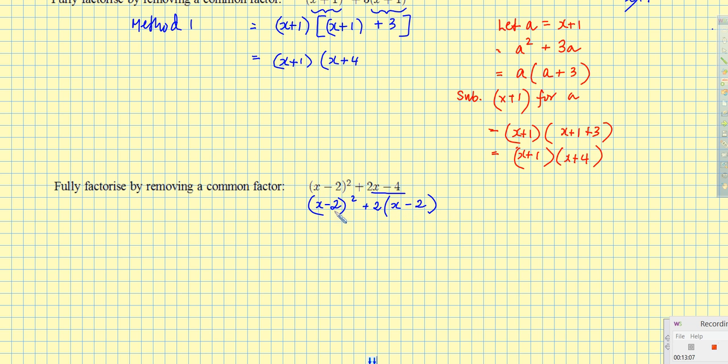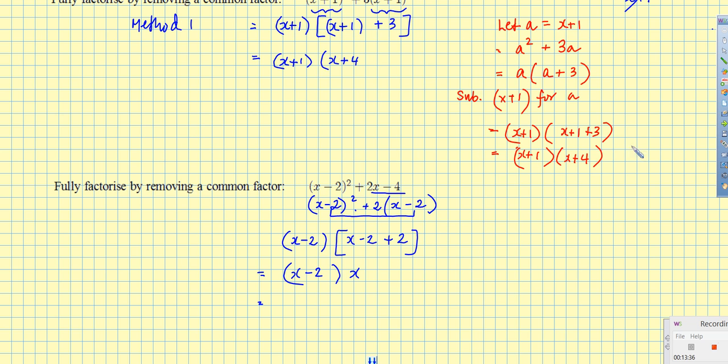Now, in having done that, we see that we have an x minus 2 that's common in both of these, and therefore I can remove an x minus 2. What's left over inside the parentheses, from the first term I have an x minus 2 left over, and then I have a plus 2 left over, so that I end up with x minus 2 times x. And that's my final answer.